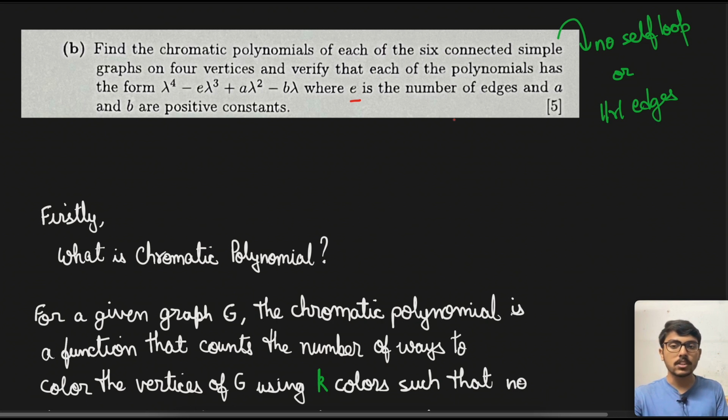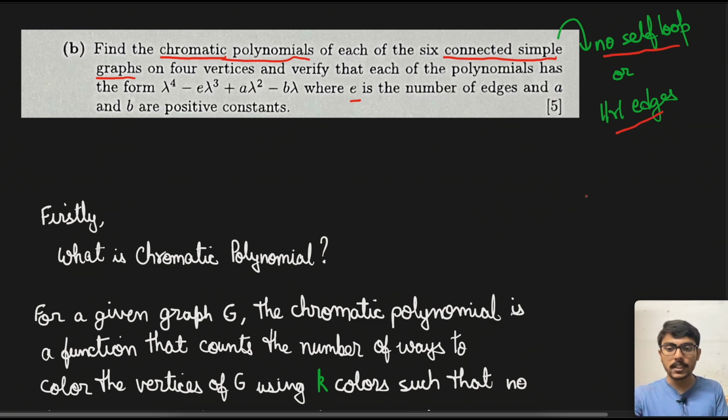So the question is simple. And we are given 2 important terms. One is chromatic polynomial, which we'll come across soon and see what it is all about. And another one is connected simple graphs. So a connected simple graph is like any other graph with nodes and edges, such that there is no self loop and there are no parallel edges.